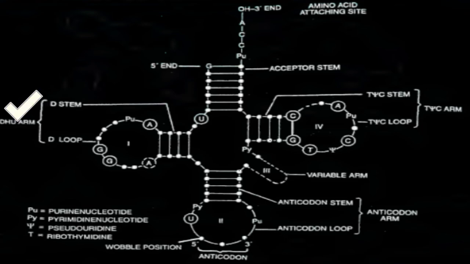The D arm assists in tRNA recognition by aminoacyl tRNA synthetase. The variable loop varies slightly between different tRNA types. All these features help tRNA do one thing: match the correct amino acid to the correct codon on the mRNA.